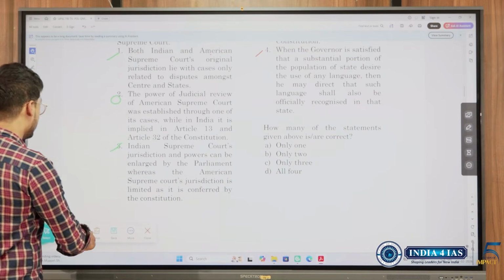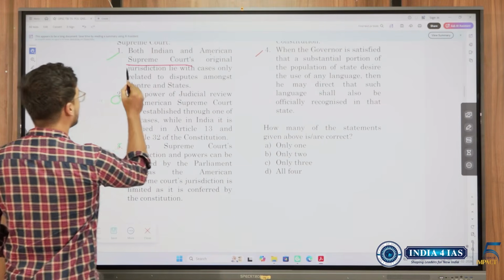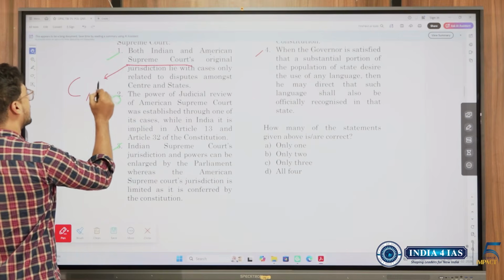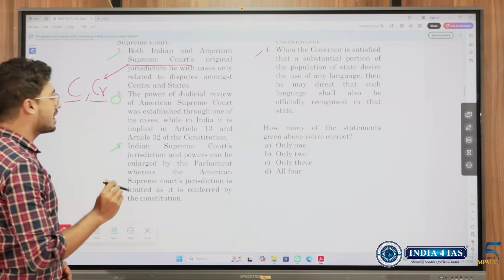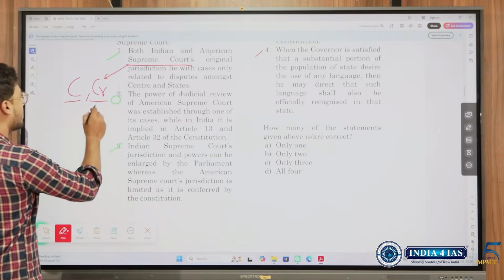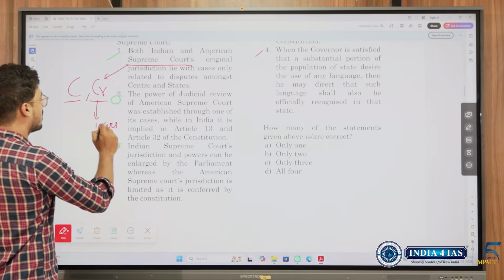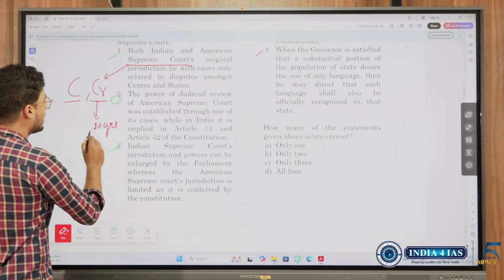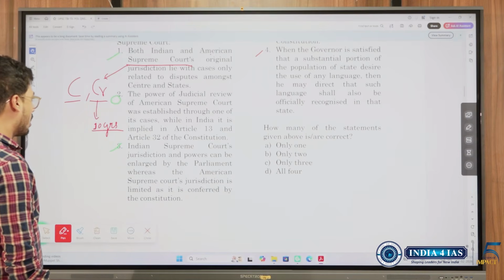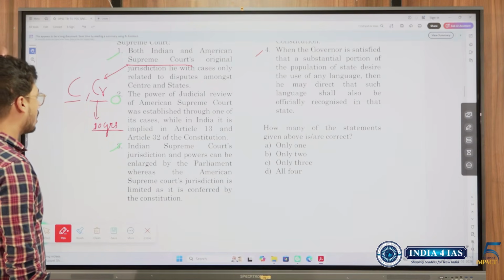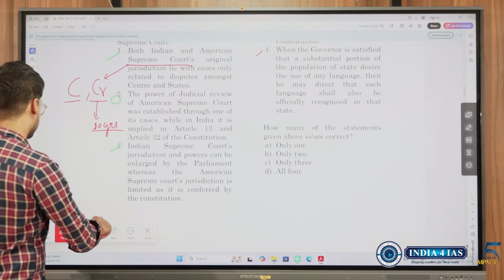You know about the Indian Supreme Court. It can take civil cases. It can take criminal cases also under its original jurisdiction, but it should be of certain value. For example, criminal cases, I think it is 10 years. If it is resulting in imprisonment of more than 10 years, then you can directly approach the Supreme Court. Center and state disputes. Okay.